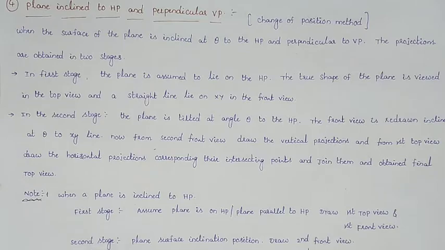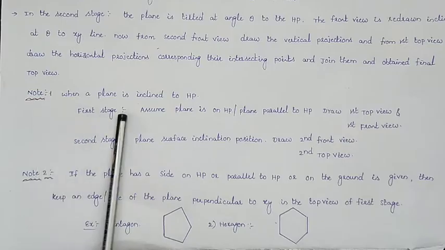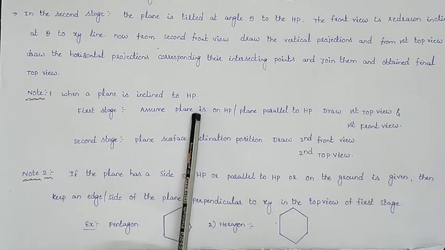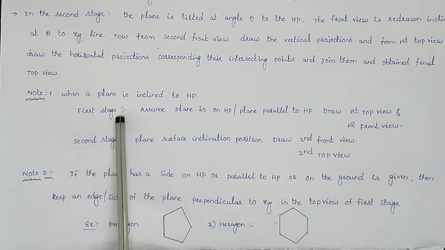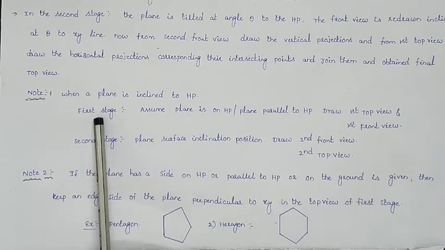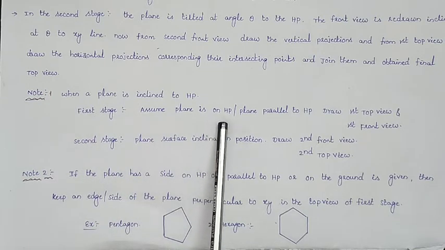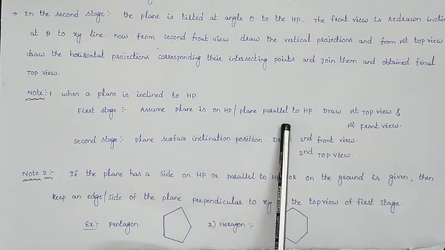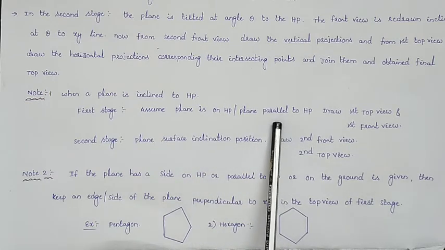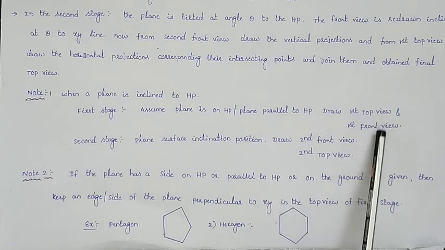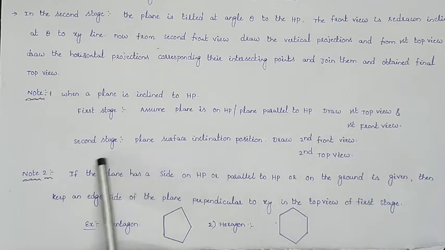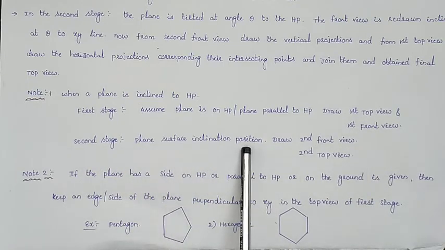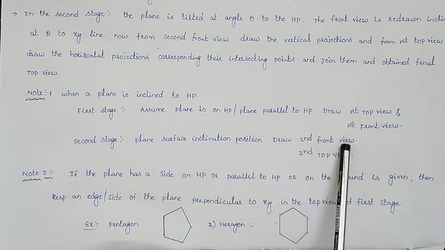So here we have an important point. Note one: when a plane is inclined to the HP, we can follow it like this also. In the first stage, assuming the plane is on the HP, or parallel to the HP, or on the ground, draw the first top view and first front view. And in the second stage, the plane surface inclination position, draw the second front view and second top view.